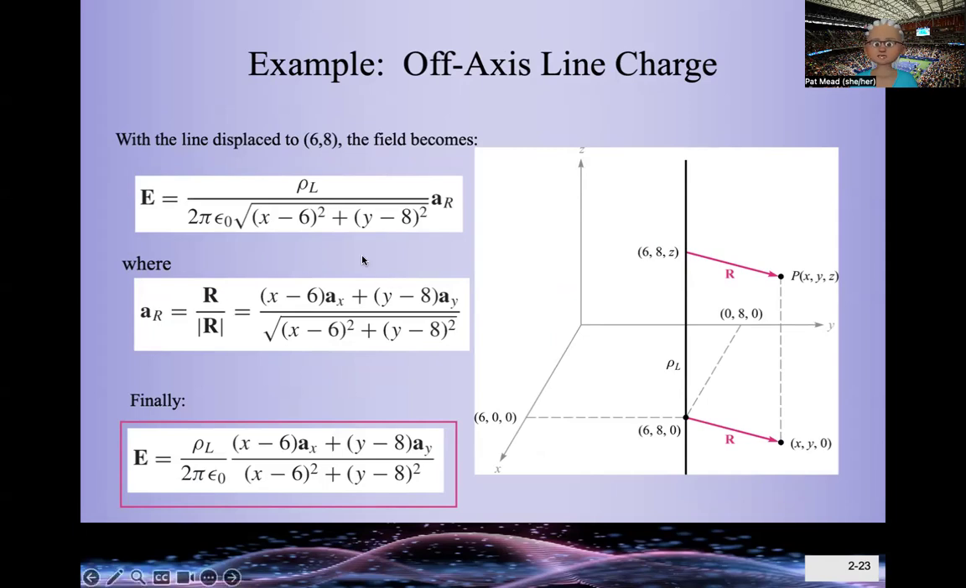There's another example here. I'm not going to go over it in this video, but this is an example where the line distribution is not on the z-axis. It's in the direction of the z-axis, but it's located off of the z-axis, in this particular case with x equal to 6 and y equal to 8.